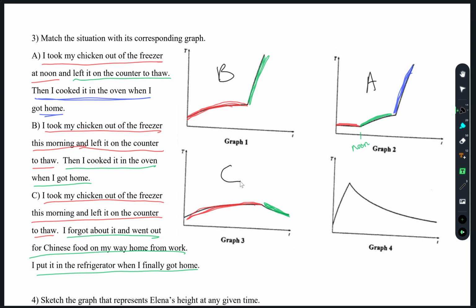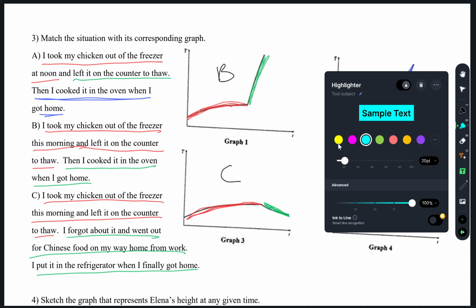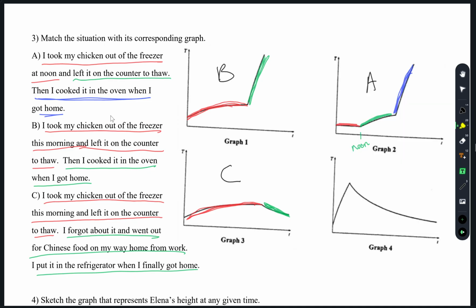Okay. Key. All right, guys, listen up. The key is for A. Took it out at noon. Okay. So A froze, because they took it out at noon. So it's still pretty cold. It's just thawing out at noon later on. This is taken out in the morning, and then cook. Okay. So, do you know what that last graph could be?